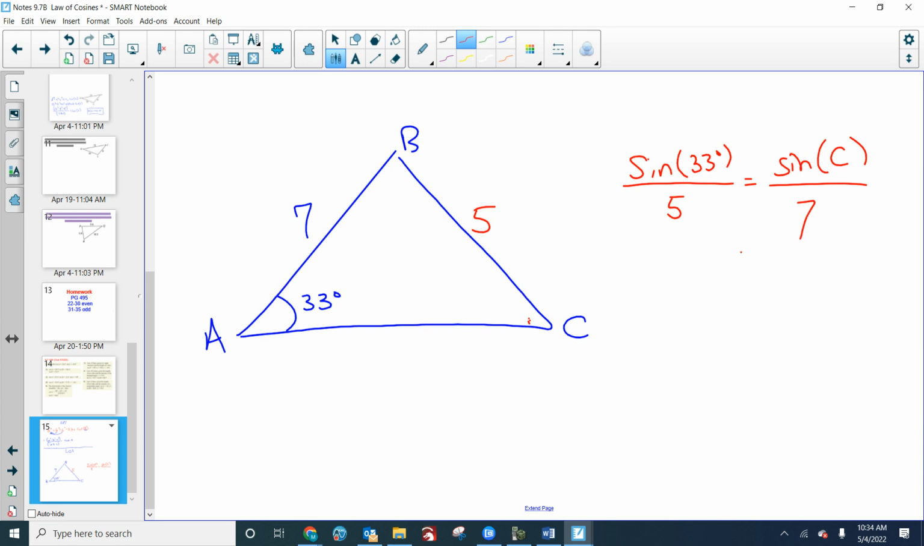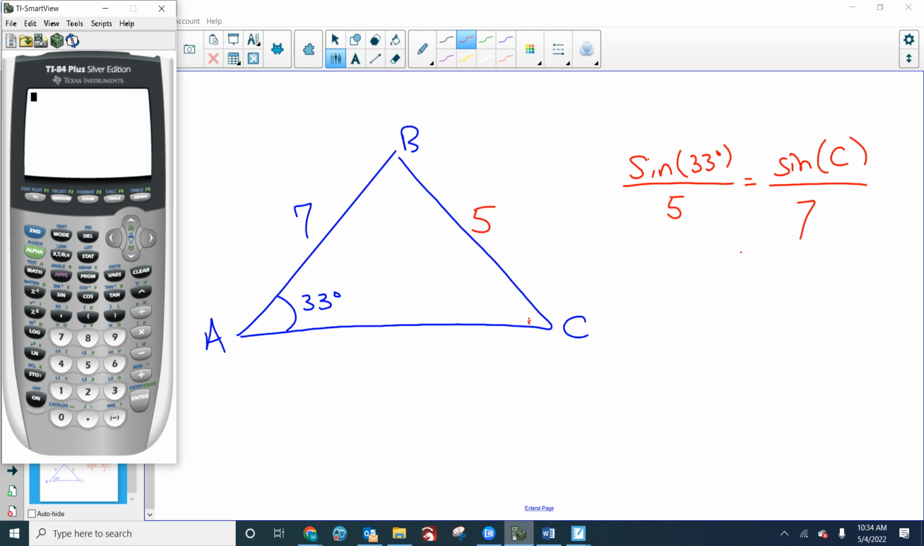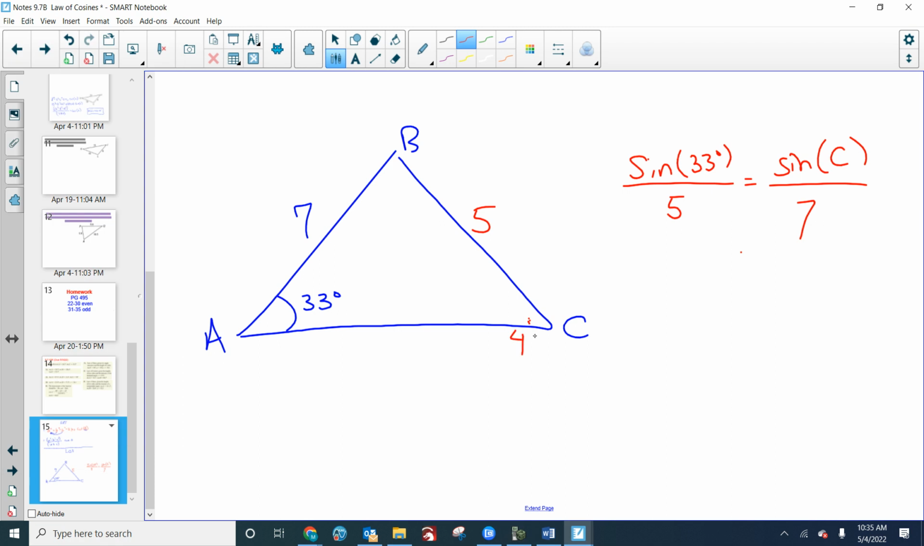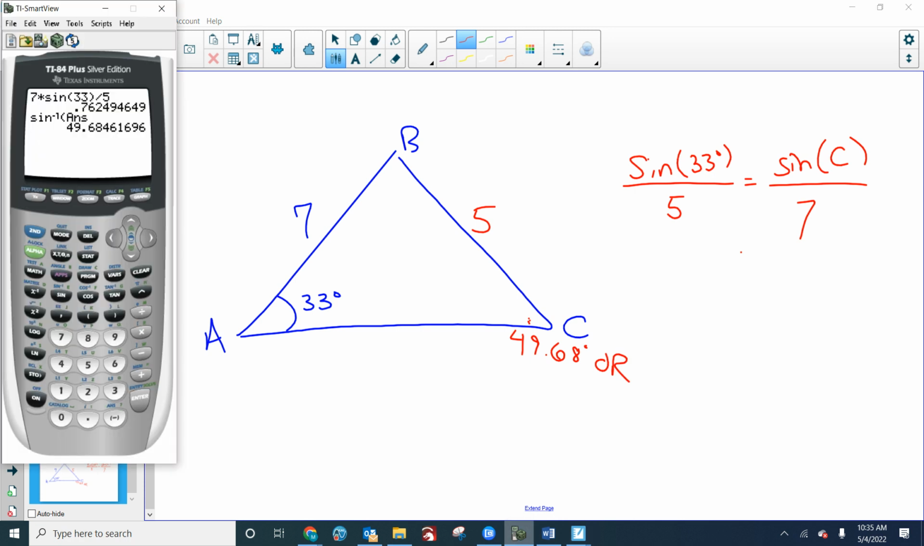So 7 times the sine of 33, divided by 5, sine inverse. That gives 49.68. Now, is it 49.68 or 180 minus that?